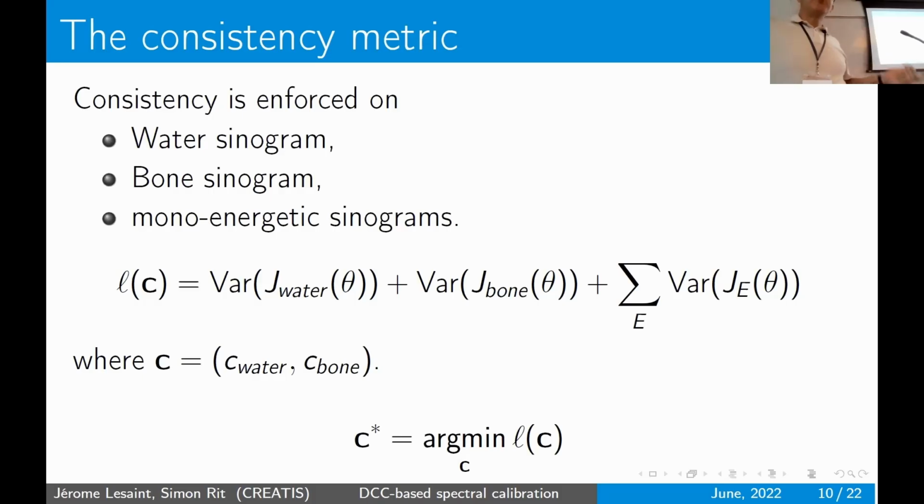So what we are going to do is enforce the consistency on the material-specific sinograms, the water and bone sinograms, and also on the virtual monochromatic sinograms. We measure this constantness with the variance of the function j that I showed, and we are going to minimize this cost function with respect to the polynomial coefficients.